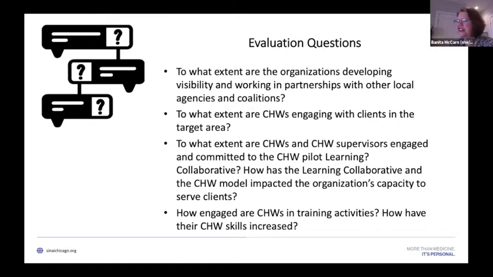As a group, we determined that we wanted to know how organizations are developing visibility and working in partnership with local agencies. How are CHWs engaging with clients in the target area? The Learning Collaborative is a substantial component, so we wanted to know how engaged are CHWs in the Learning Collaborative and how have their skills increased as a result of their involvement in the Learning Collaborative.